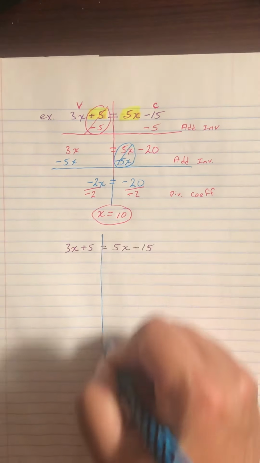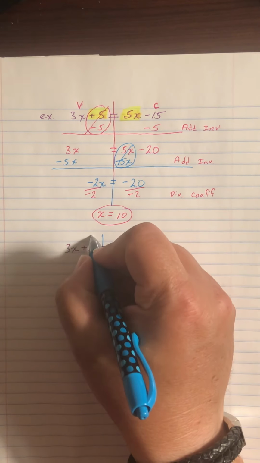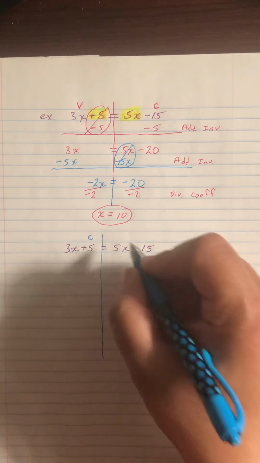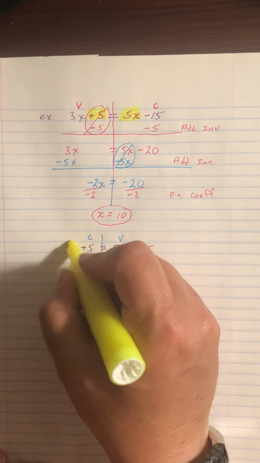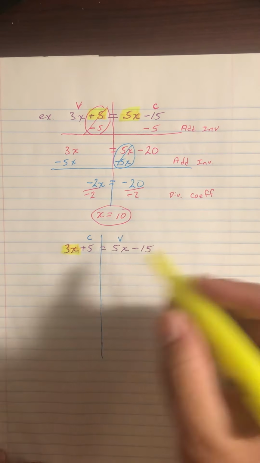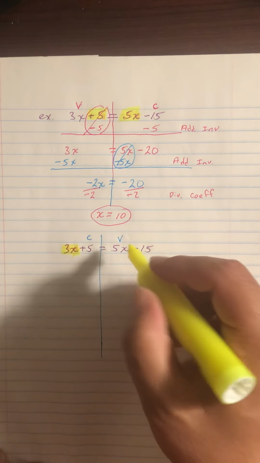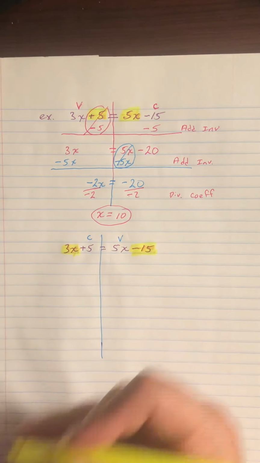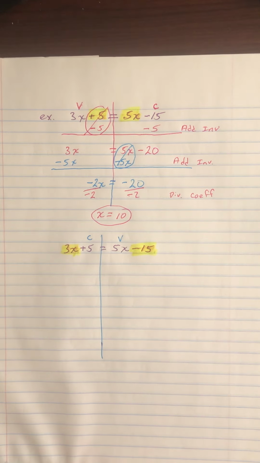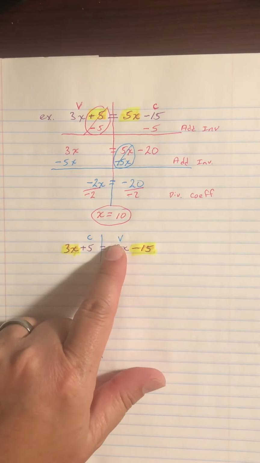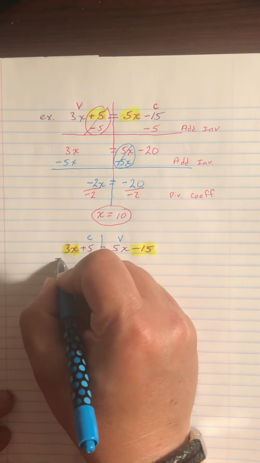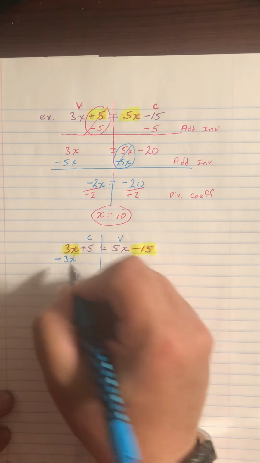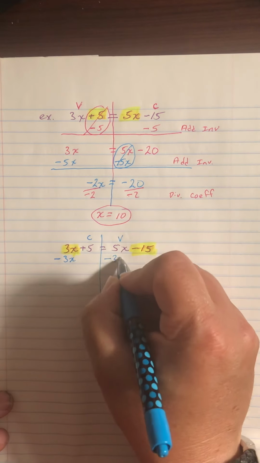This side, when I draw my line, I'm going to make this side for the constant and this side for the variable. That means the things that are on the wrong side now are this 3x, because it is not a constant, it has a variable, and the -15, because it's a constant, it does not belong on the variable side. I'm going to add my inverses. -3x, -3x.